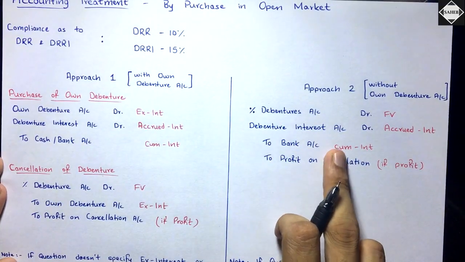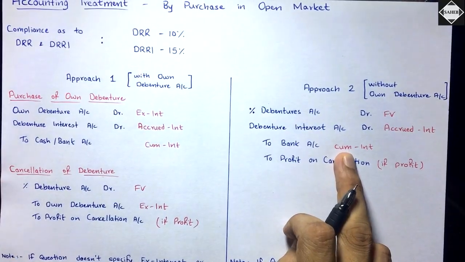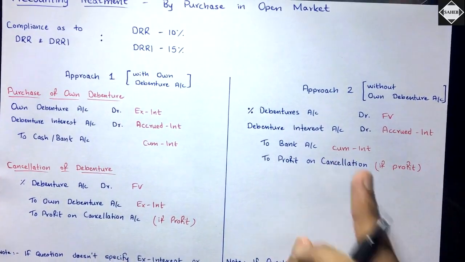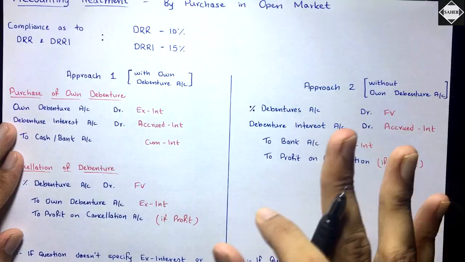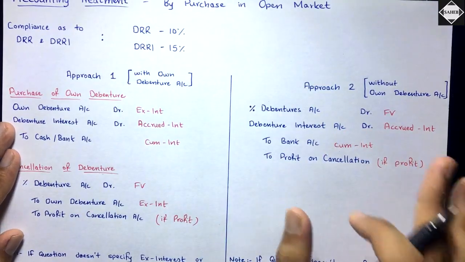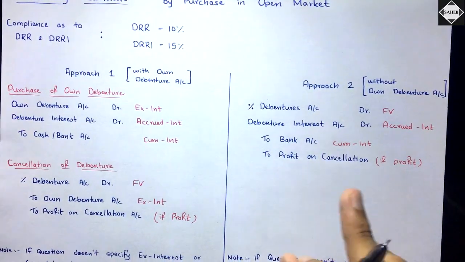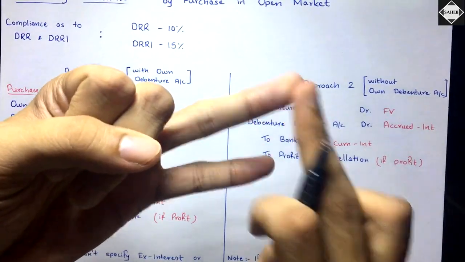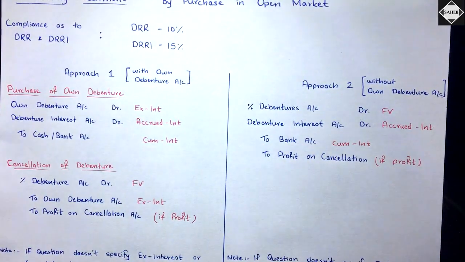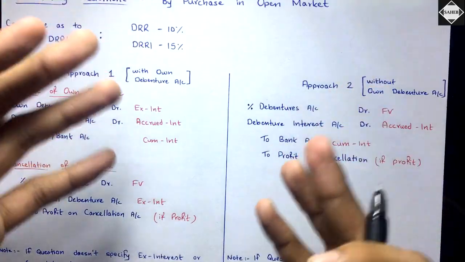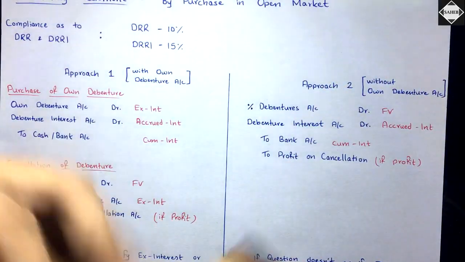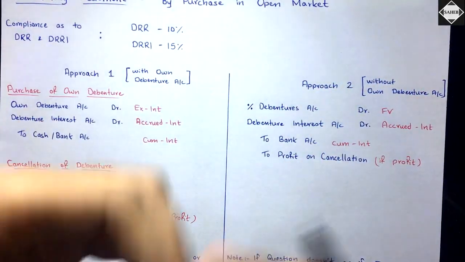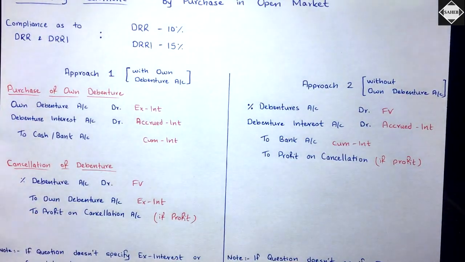See that ex interest price also properly, but you are not going to take it separately over here as own debenture account because we are not opening own debenture. But in the cum interest, what should go? The accrued interest plus ex interest should go in this cum interest price. Is that clear? That's what you're paying to that party from whom you are purchasing, to your debenture holder, because you're purchasing the debentures from your debenture holder only. Is that clear? You understood?